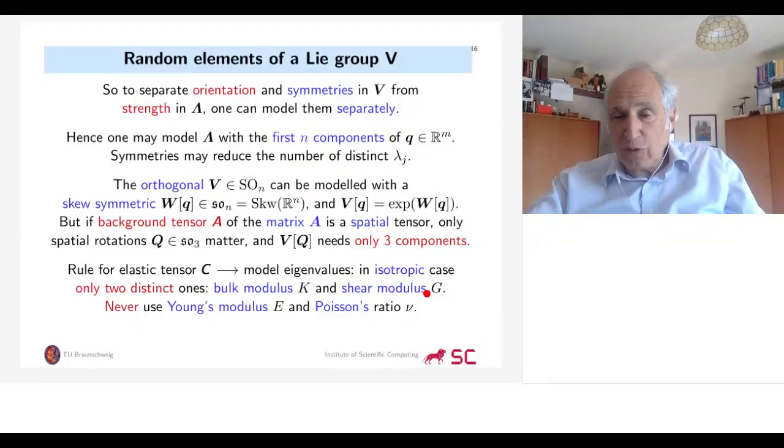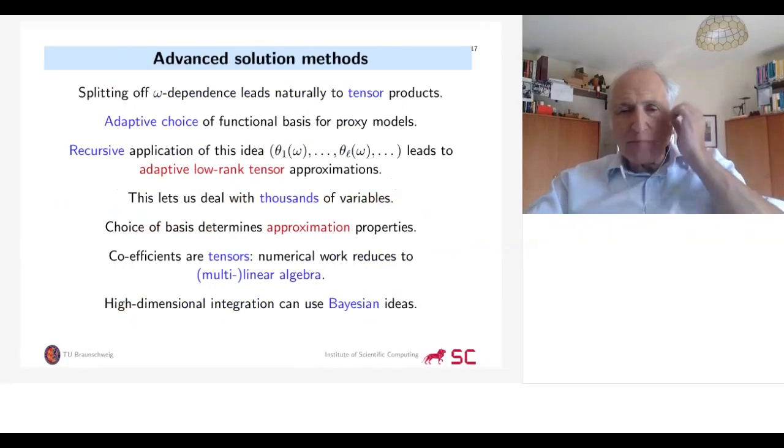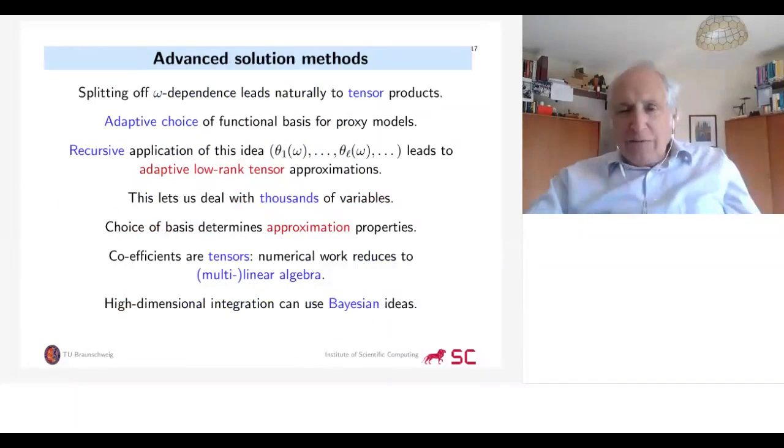These 2 have to be positive because they're eigenvalues of a positive definite tensor. So what you model is the log of k and the log of g. Those are free random variables, and then you take the exponential of them to get k and g. Never ever use Young's modulus and Poisson's ratio. These are horrible parameters. So these are the ones to take.